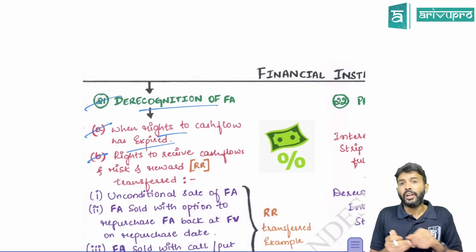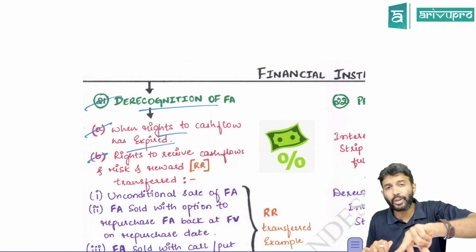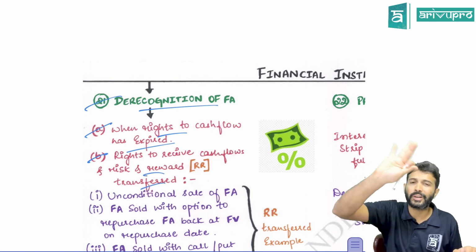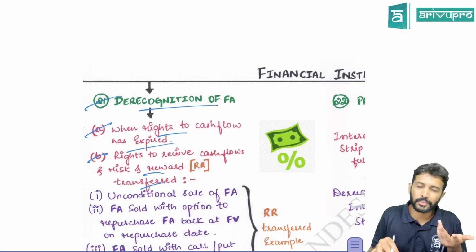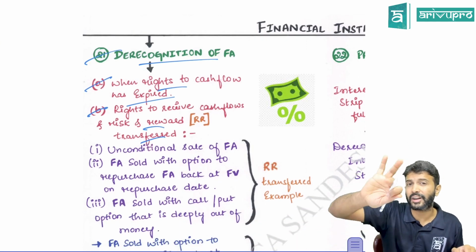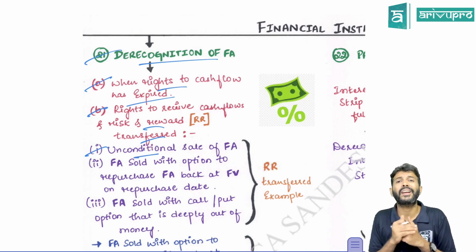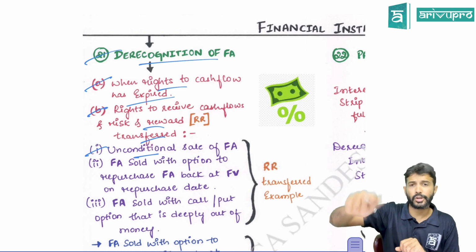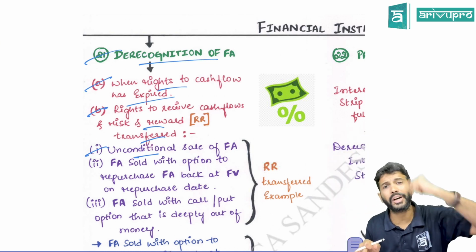Second case, the contractual right to receive cash flow has not expired, but you have transferred the right to receive cash flow along with significant risk and reward. If you have transferred the risk and reward on that financial asset, then you can derecognize. Under what circumstance can you say significant risk and reward has been transferred? One, the sale should be unconditional. The seller should not put any condition relating to that financial asset, meaning you should not use it for more than 5 hours, you should not sell it to somebody. Some condition like this should not be put forth by the seller to the buyer.